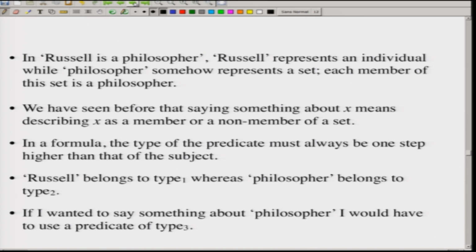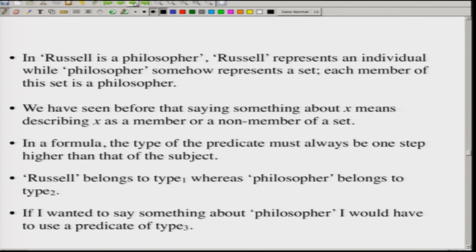Each member of this set is a philosopher. We have seen before that saying something about X means describing X as a member or a non-member of a set. In a formula, the type of the predicate must always be one step higher than that of the subject. Russell belongs to type 1 because Russell is an individual, whereas philosopher belongs to type 2. If I wanted to say something about philosopher, I would have to use a predicate of type 3.